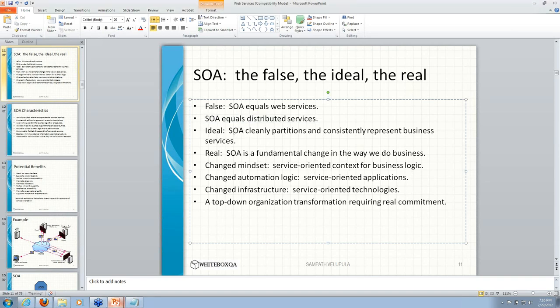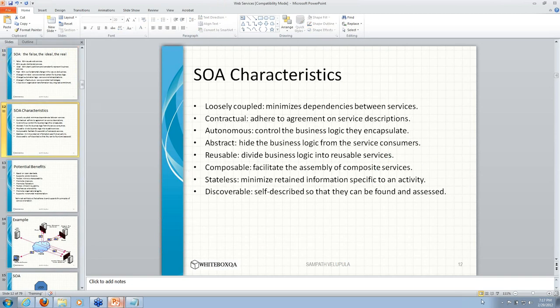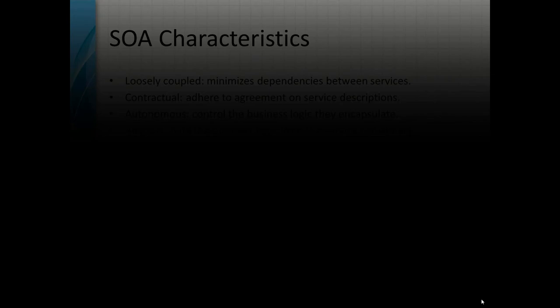Alright, so SOA cleanly partitions and consistently represents business services. It is dividing the functionality so that we know who is a service provider and who is a consumer. SOA is a fundamental change in the way we do business, a service-oriented context for business logic. When you write applications, you divide the logic, the infrastructure, and the software environment based on this business architecture. So what is the idea behind SOA?